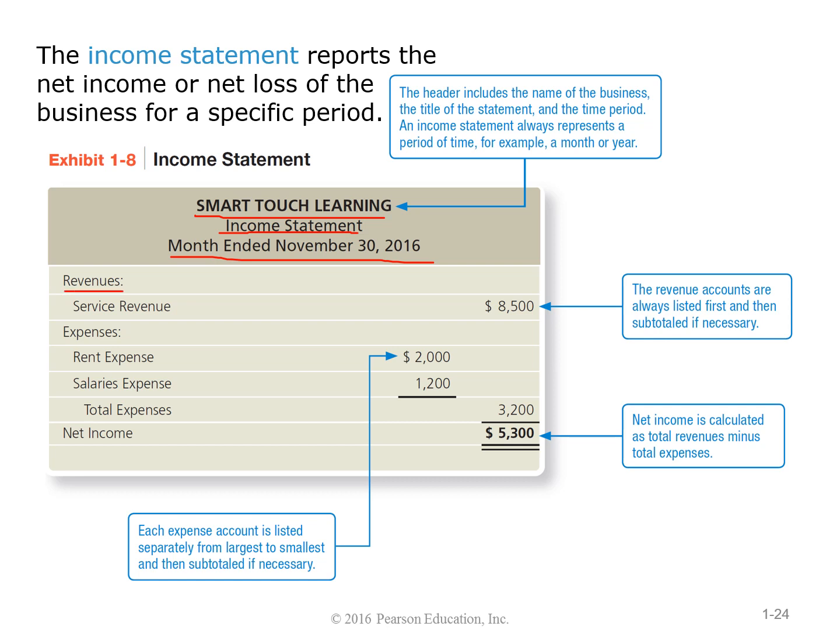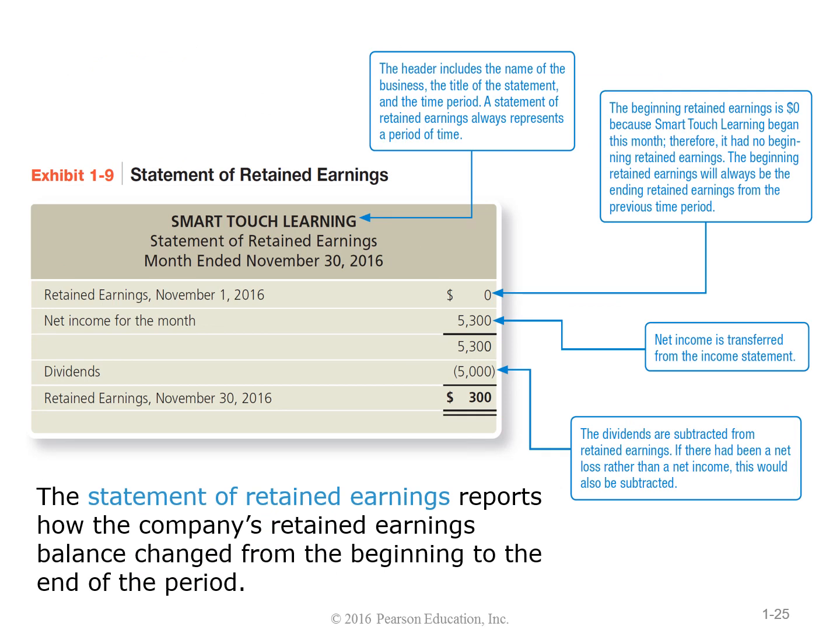So this is revenues, service revenue, expenses, which is expenses as you can see, and net income. Okay, so revenue minus expenses equals net income. Right.